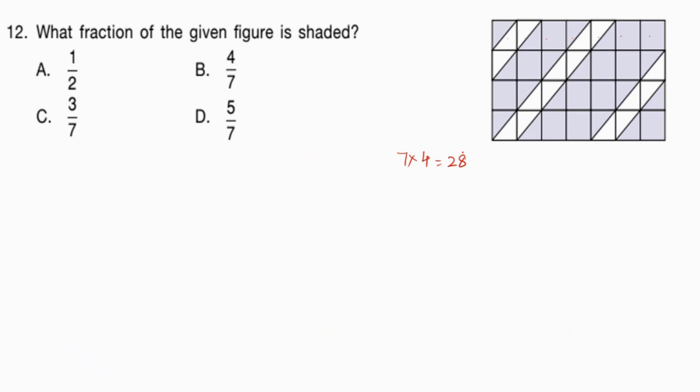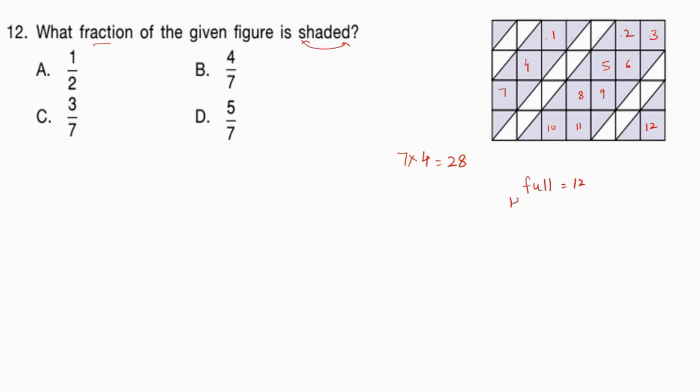Now I have to check. Fraction means numerator upon denominator. The numerator tells us what we are talking about. They are talking about the shaded part, so I will count all the shaded parts. For that, first of all, I will count the full squares. 1, 2, 3, 4, 5, 6, 7, 8, 9, 10, 11, 12. 12 full squares are there.